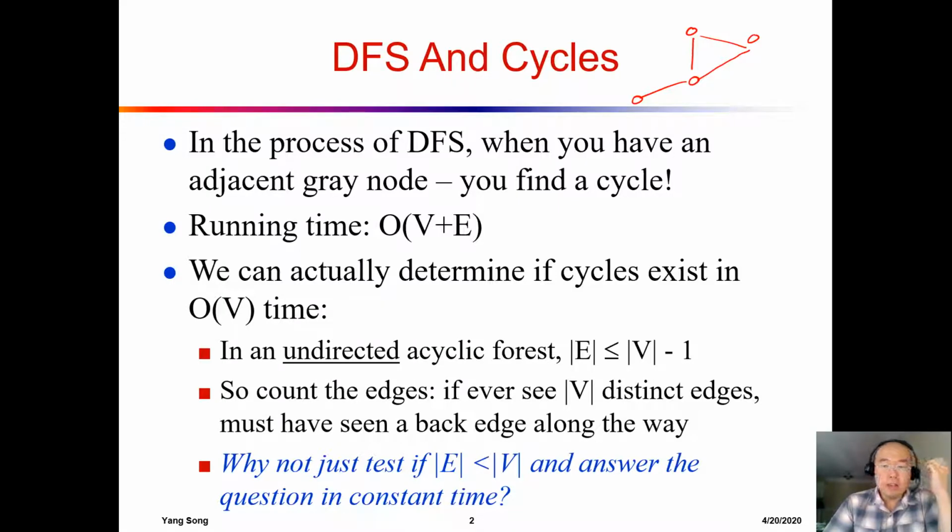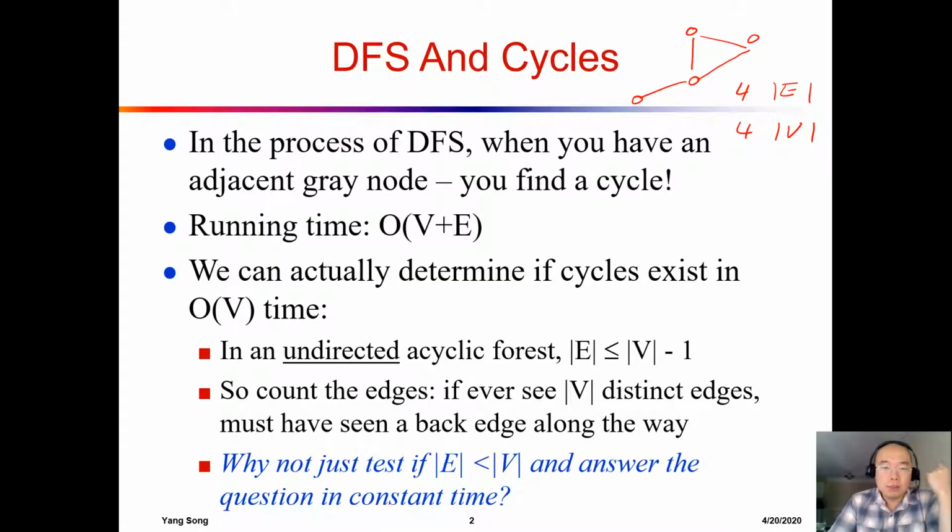And we can actually determine whether we have cycles in O(V) time. The reason is, if we have an undirected acyclic forest, then the number of E should be smaller than or equal to the number of V minus 1. And if we have more than that, if our E is higher than that, then it is guaranteed we will have a cycle. So for this case, if you see this one, we have 4 edges, right? And then we have 4 V. So in this case, we do have a cycle.